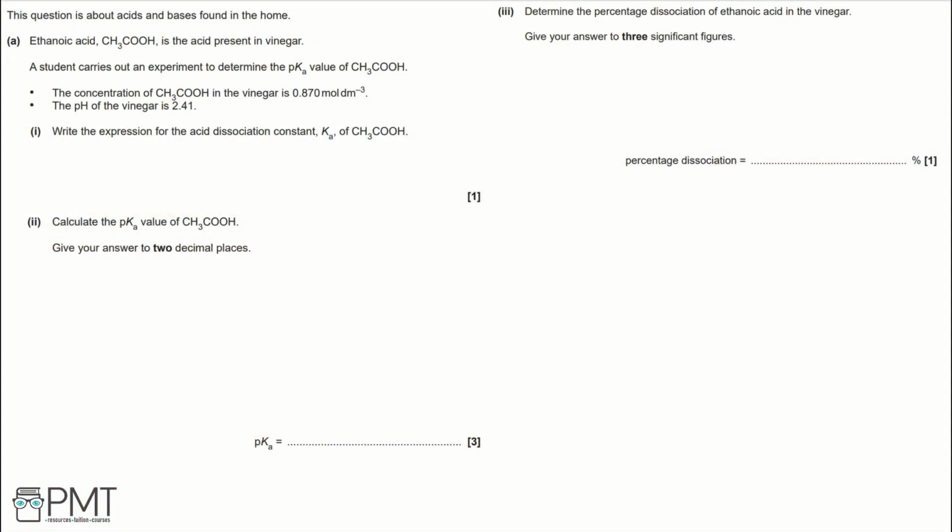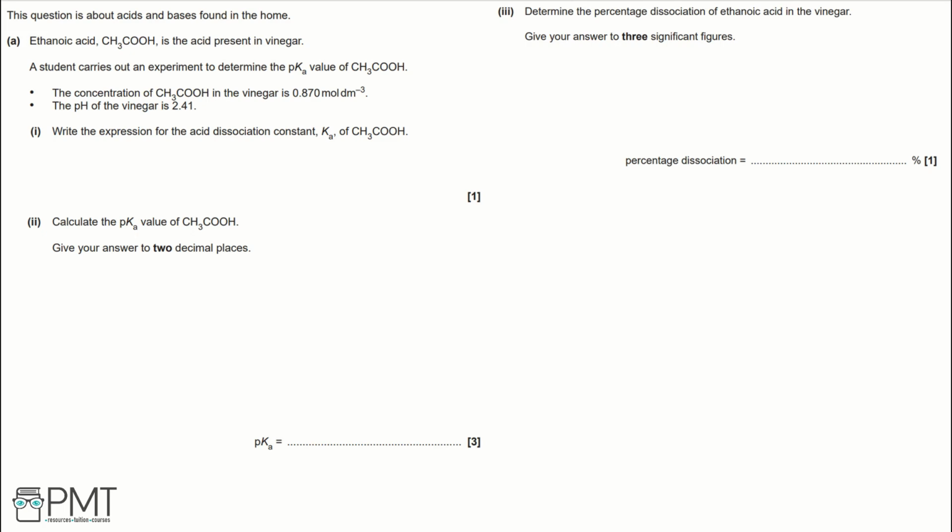This question is about acids and bases found in the home. Part A. Ethanoic acid, CH3COOH, is the acid present in vinegar. A student carries out an experiment to determine the pKa value of ethanoic acid. The concentration of ethanoic acid in the vinegar is 0.870 moles per decimeter cubed. The pH of the vinegar is 2.41.